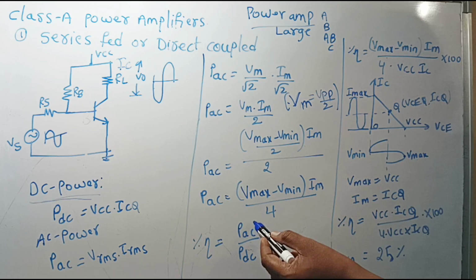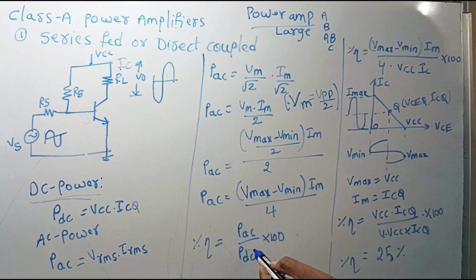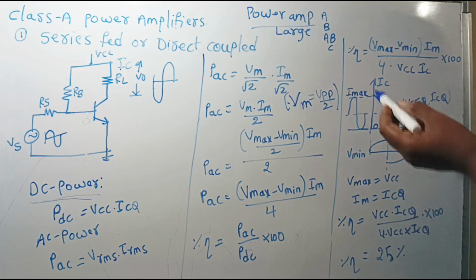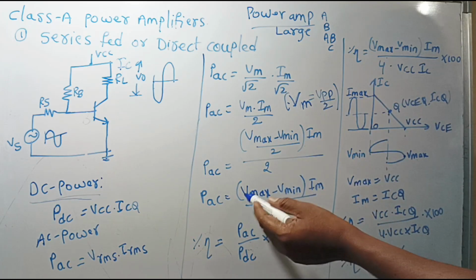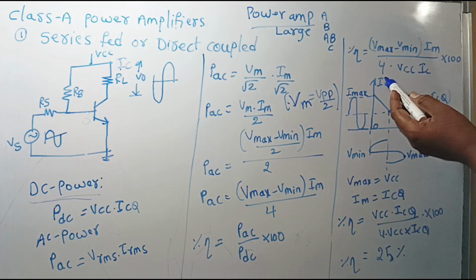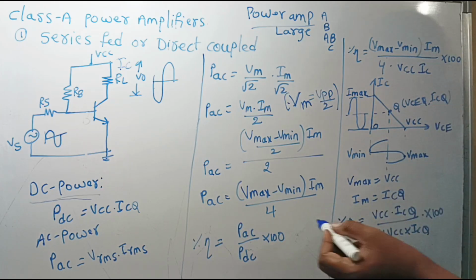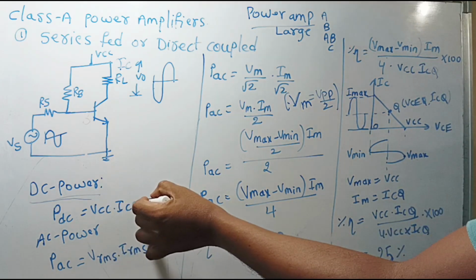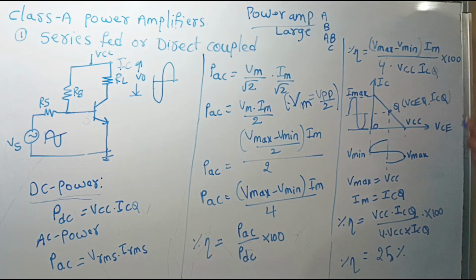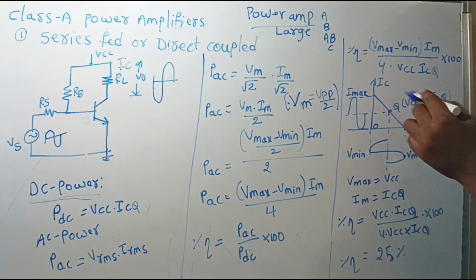Then percentage of efficiency is output AC power by input DC power. The ratio of output AC power to input DC power is nothing but efficiency, and percentage of efficiency is into 100. Substituting, percentage of efficiency is V maximum minus V minimum into Im by 4, divided by VCC into IC. Here PDC is VCC into IC or ICQ. If you want, you can substitute ICQ, then into 100.